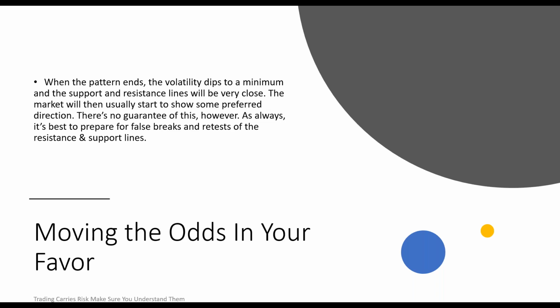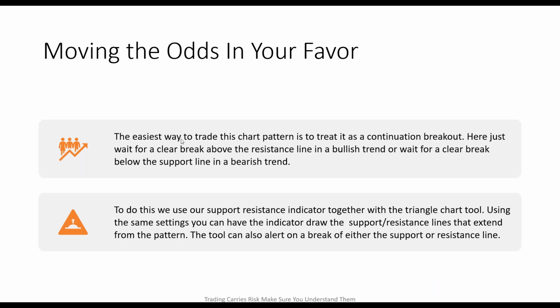Now you have to make sure everything is moving in your favor, but when you do, you'll find that you will be quite successful. When the pattern ends, the volatility dips to a minimum and support and resistance lines will be very close. The market will then usually start to show some preferred direction. Now there's no guarantee of this. However, as always, it's best to be prepared for false breakouts and retests of the support and resistance lines.